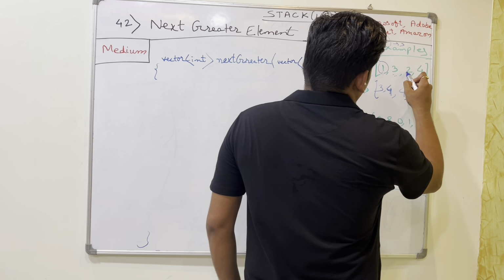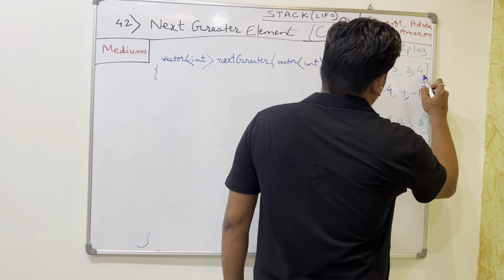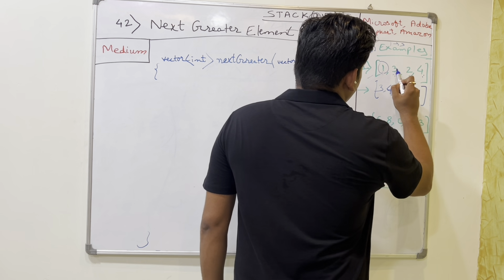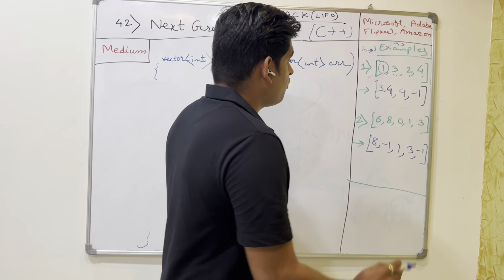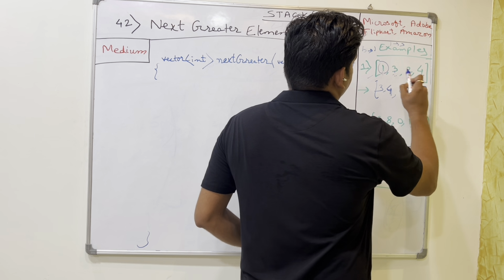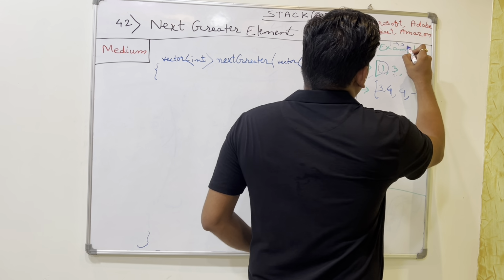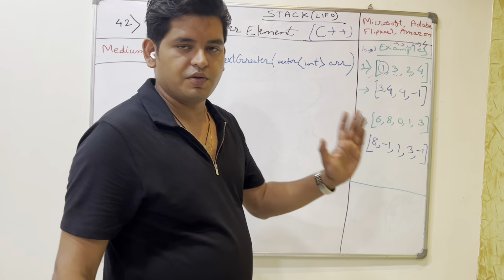2 is not the next greater element. So we need to traverse again. So we see 4 is the next greater element, right? But we need to have this 3, right? So where do we store that value? So for 3, 2 is not there, but 4 is there. For 3 we store 4. Okay, 4 is the next greater element for 3.